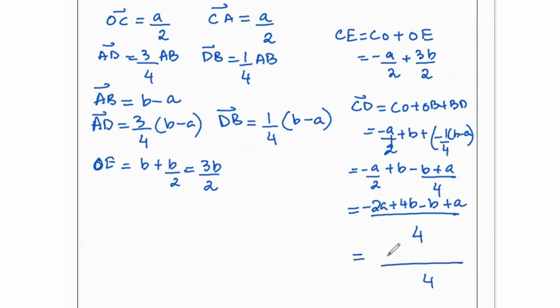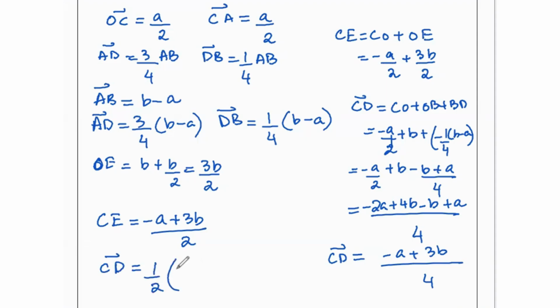That's negative A plus 3B over 4. So that's CD. So CE is negative A plus 3B over 2 and CD is negative A plus 3B over 4. So basically CD is half of negative A plus 3B over 2. It's half of CE. So that clearly shows that CD lies on CE and all 3 points lie on the same straight line because CD is half of CE.